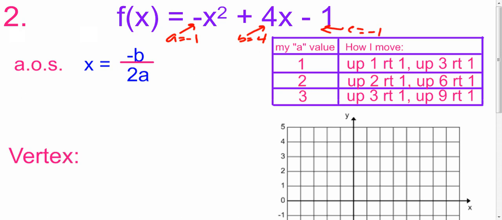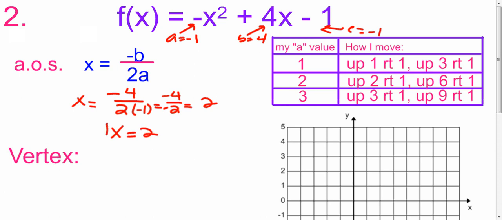So to find the axis of symmetry, I will do the opposite of b, so the opposite of 4 over 2 times a, which is -1. So I would have -4 over -2, which would give me +2. So my axis of symmetry would be x equals 2.